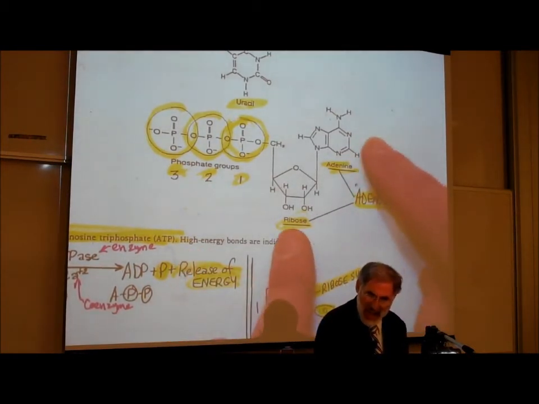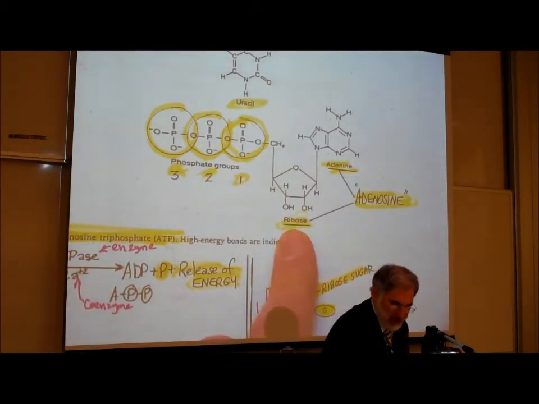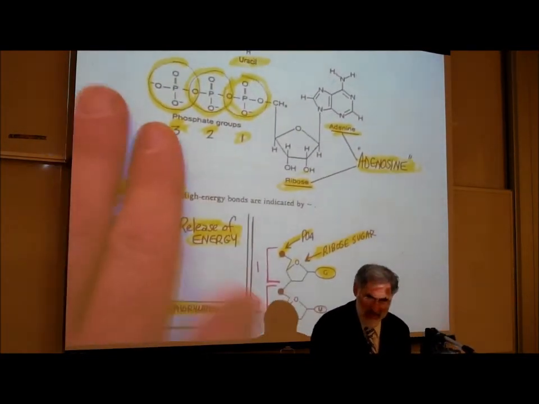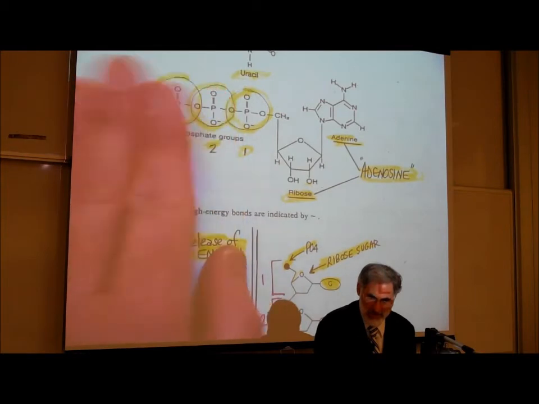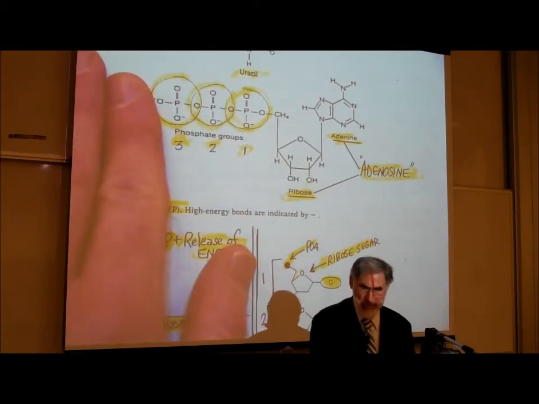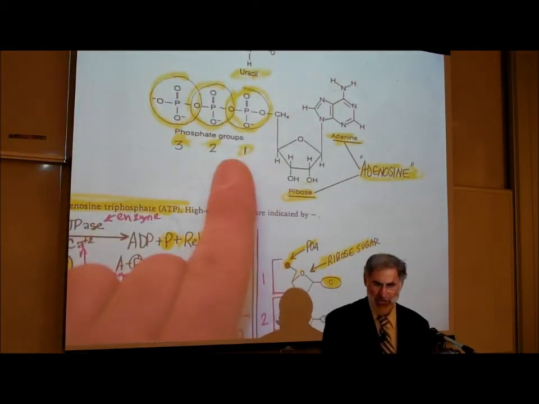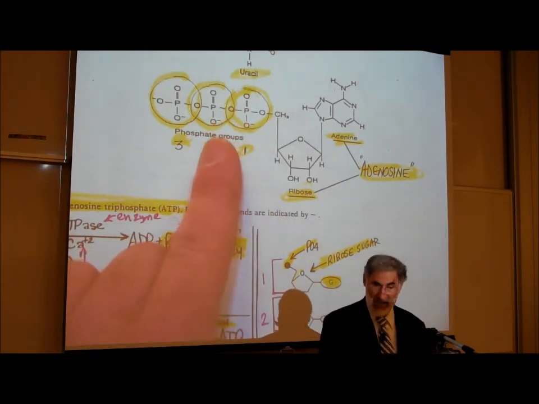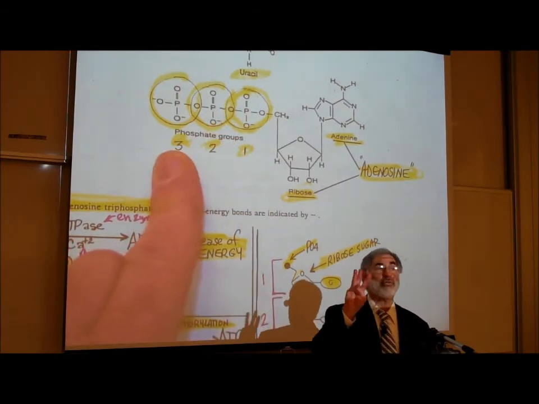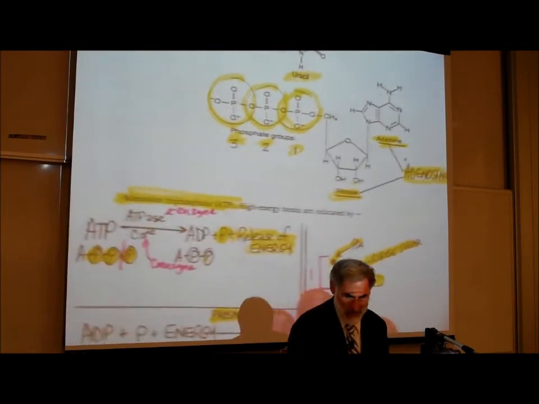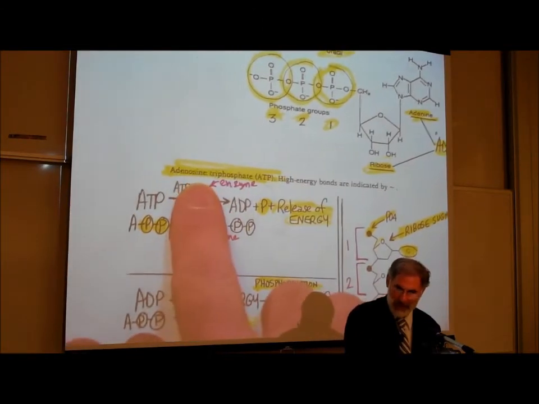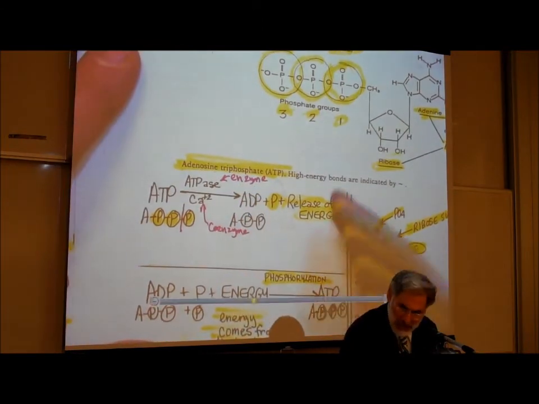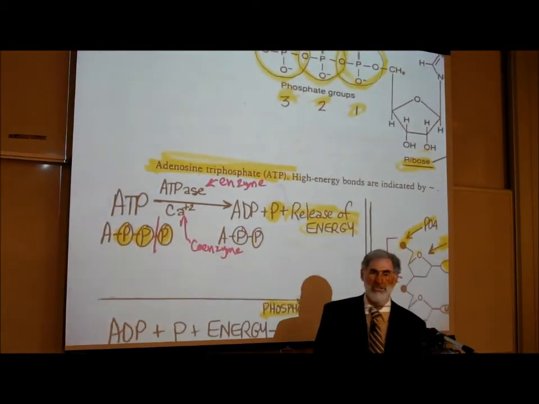We said that adenine and ribose together is called adenosine, and it could have 1 phosphate or 2 phosphates or even 3 phosphates, in which case it would be called adenosine monophosphate, adenosine diphosphate, or adenosine triphosphate with 3 phosphates. And in fact, that's what this is labeled as, adenosine triphosphate. Now, this is a very special nucleotide.